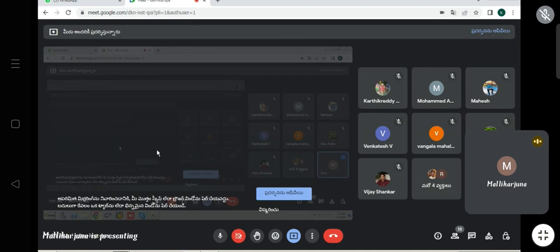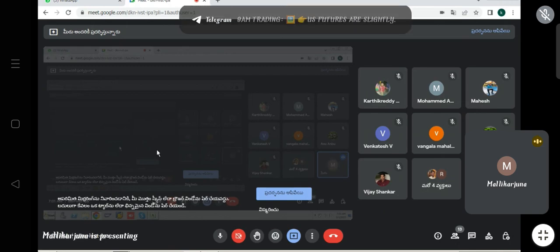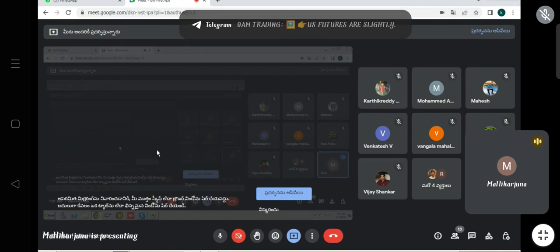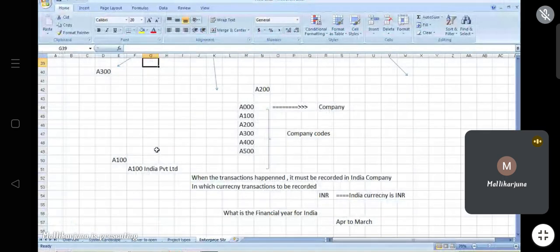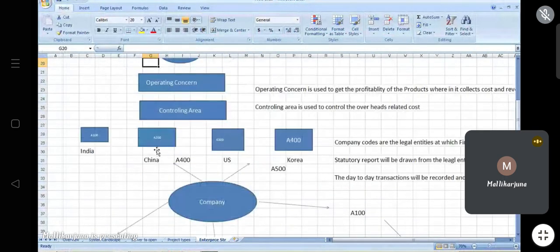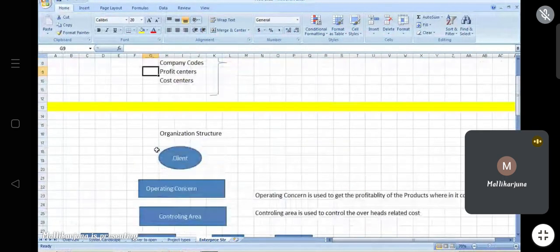Company code is nothing but the smallest organizational unit within SAP, wherein we record the transactions which happen day to day, which will be recorded, reported and analyzed, and further the financial statements are drawn as per the country-specific requirements, by following the financial years and the accounting standards.